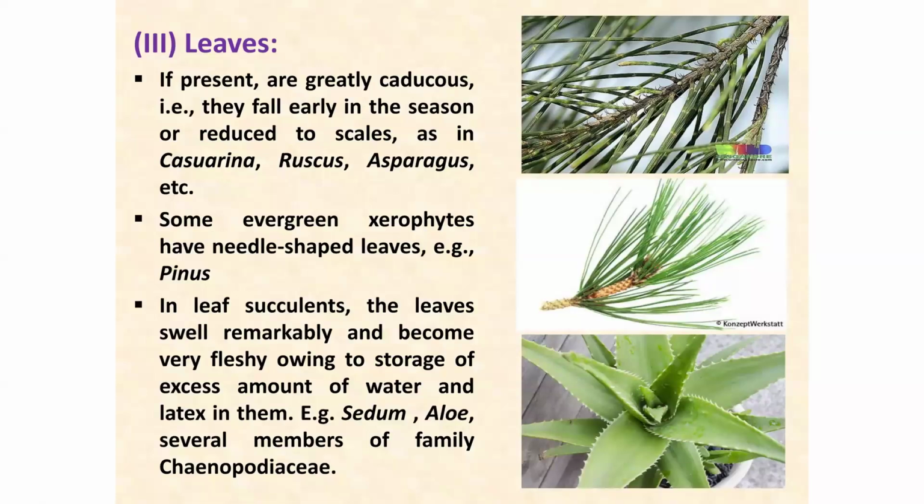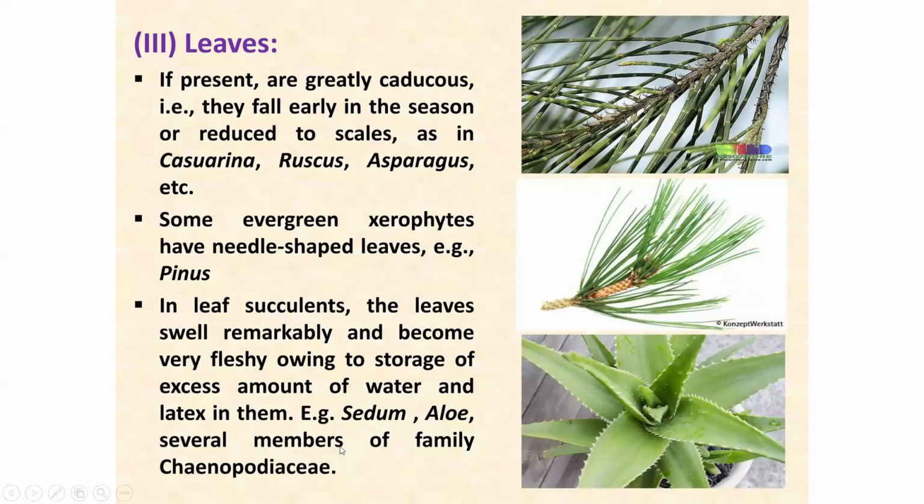Here the leaves are also modified into reduced scales, as in Casuarina, Ruscus, and Asparagus. Some evergreen xerophytes have needle-shaped leaves, for example in Pinus. In succulents, the leaves swell remarkably and become very fleshy, owing to storage of an excess amount of water. The leaves of xerophytes are fleshy because when water is available, they can store it in their leaf or stem part. Fleshy leaves are observed in Aloe vera and Sedum.